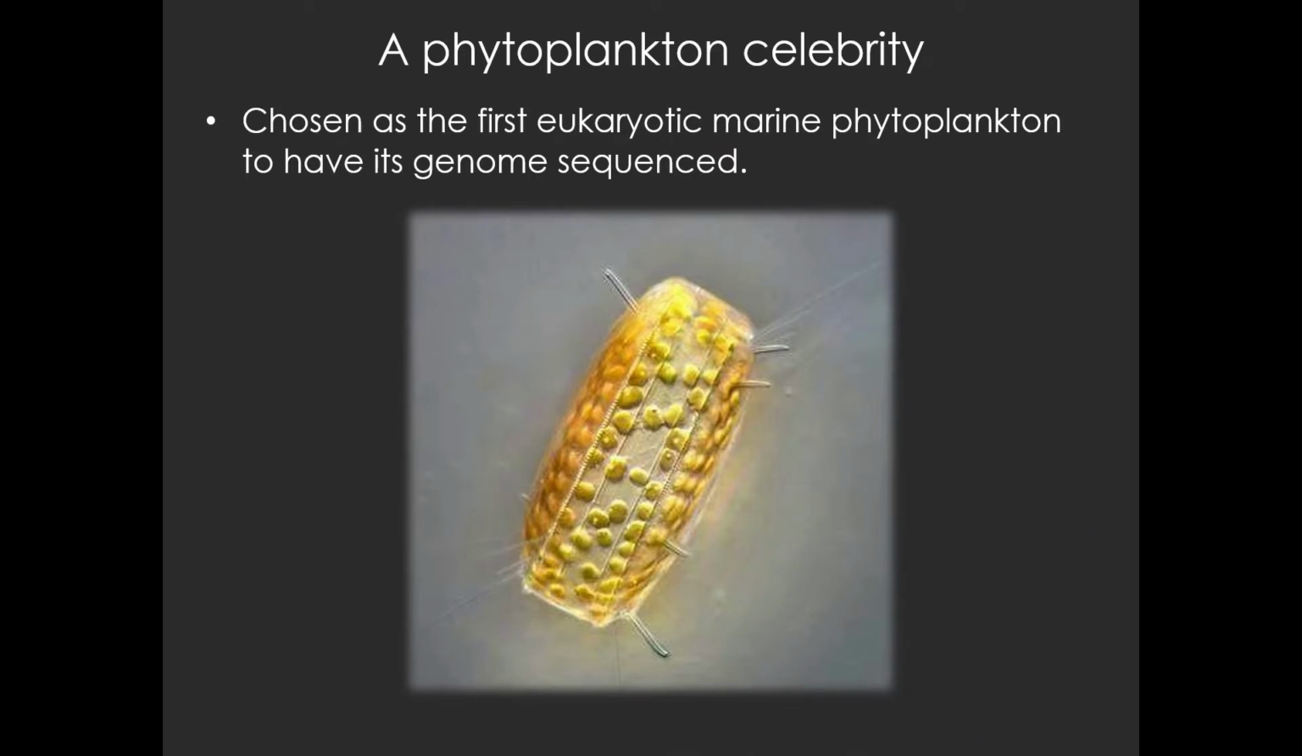So this guy right here, Thalassiosira pseudonana, was chosen as the first eukaryotic marine phytoplankton to have its entire genome sequenced. So you're looking right here at a beautiful centric phytoplankton celebrity.